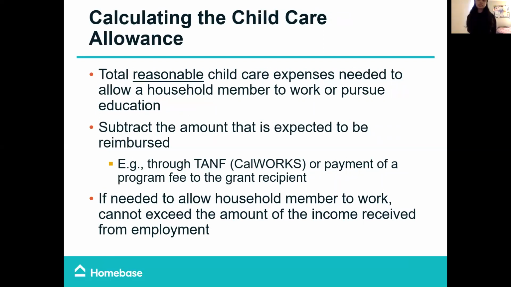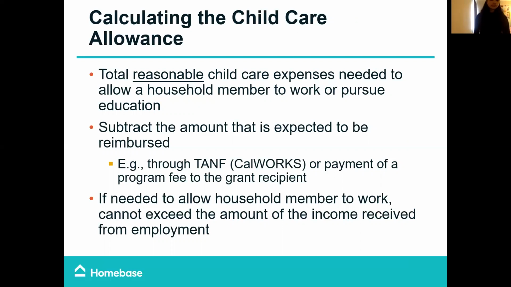So you take the total reasonable childcare expenses. Reasonable just means what you would expect childcare to cost in this area. And then, of course, you're going to ignore or subtract any amounts that are expected to be reimbursed. And you're only going to take into account those costs that are for the childcare that is needed to allow a household member to work. And that's going to be the total cost that you're going to deduct as an allowance.